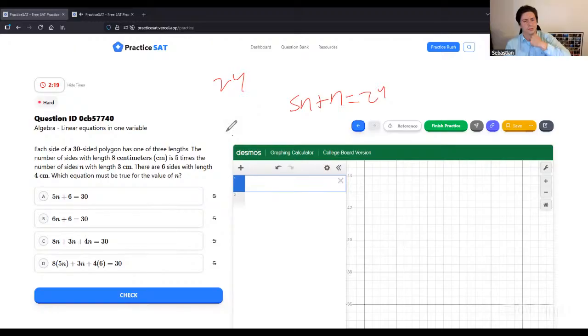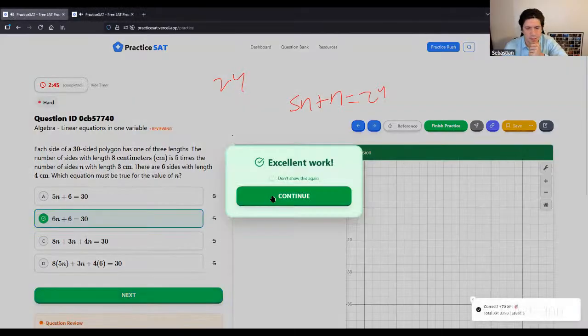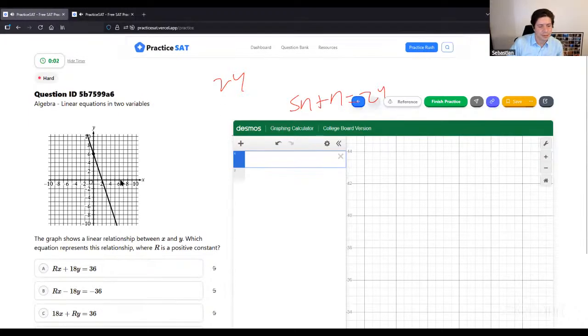Let's see, what am I doing wrong here? The number of sides with length 8 centimeters is 5 times the number of sides with length 3 centimeters. There are 6 sides with length 4. Okay. Oh yeah, 6n plus 6. Why did I not see this as an answer choice? I had totally blanked on it for some reason. All right, yeah. I don't know why I made that harder on myself.